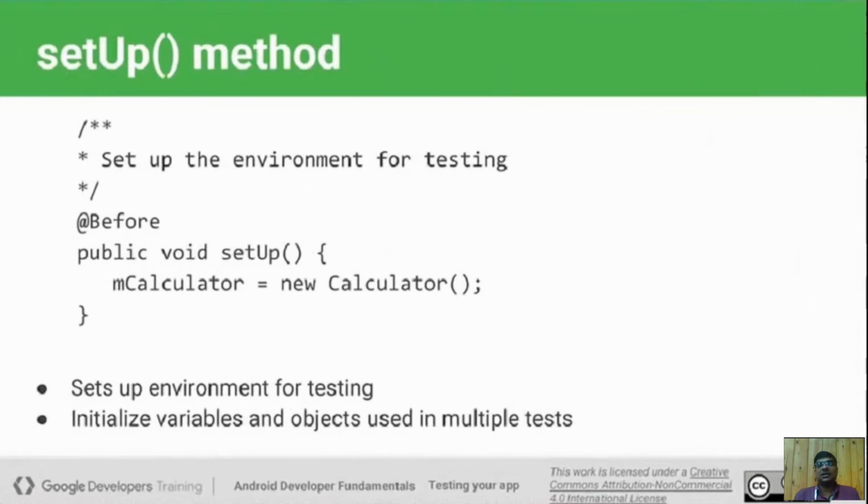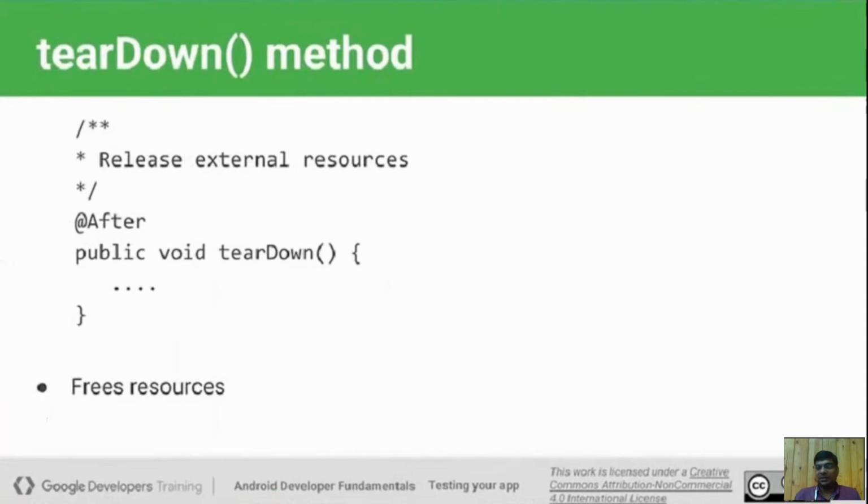Now, if you want to initialize certain variables or objects before you start your testing method, you will be using a method called setUp. This setUp will only run before the testing method if you put an annotation known as @Before. Once you put the @Before, whatever data you have given inside that setUp method will run before your testing method.